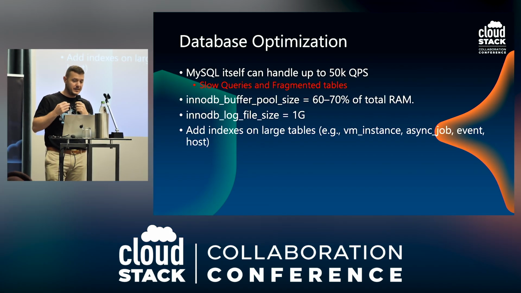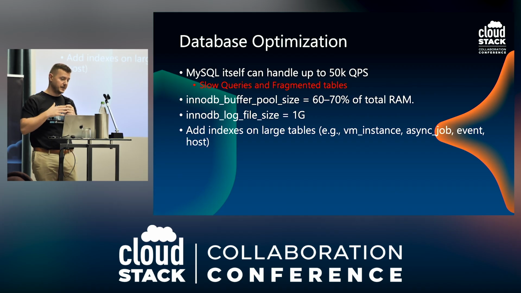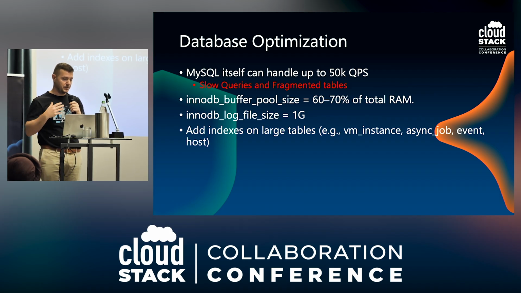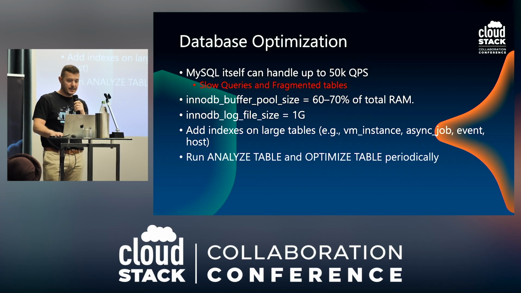And basically to reduce that, we play with these MySQL settings. We increase the buffer pool and the memory pool, and we also increase the log file size to reduce the slow queries. And also with that, we add indexing to large tables like VM instance and stuff. That also dramatically reduces the fragmentation issues, which is yielding some good results. Analyze and optimize table also help with defragmentation.